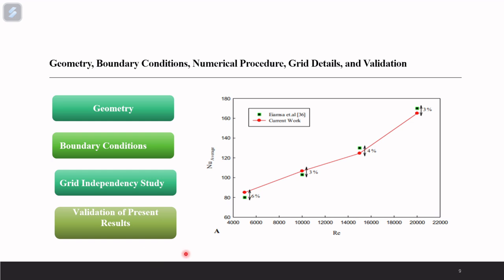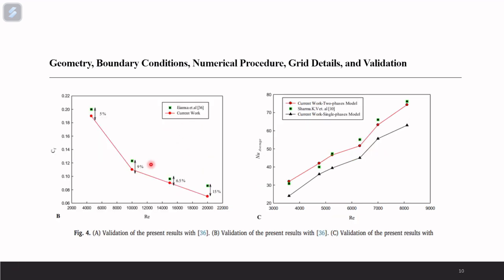So this graph consists of three subplots, A, B, C, comparing the present computational results and the previous study. Here in graph A, Nusselt number versus the Reynolds number, the current work follows the same trend as the reference study, showing that the present model accurately predicts heat transfer. In graph B, friction factor versus the Reynolds number, a decreasing trend is observed, similar to the reference, validating the friction factor prediction. And in C, Nusselt number versus the Reynolds number for the two phase and single phase models, the two phase model gives higher values than the single phase model, which suggests that the two phase approach better predicts heat transfer in nanofluid flow.